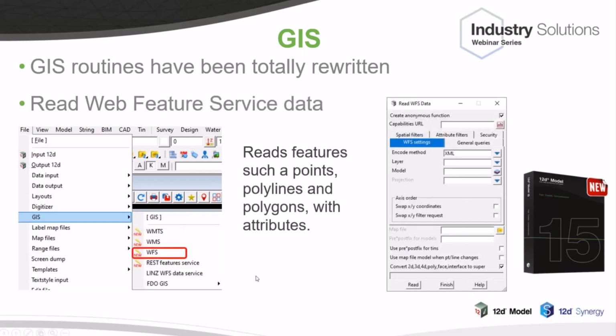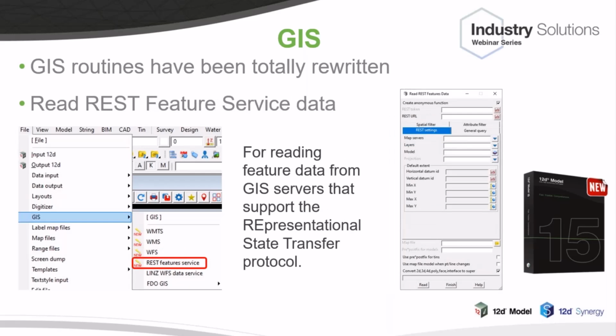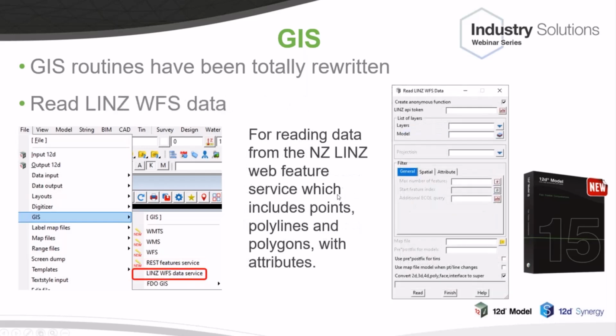You then have things for reading in what we call feature services, and that brings in points, polylines, and polygons with attributes. There's another thing called a REST, which is the Representational State Transfer Protocol. If the system supports that protocol, it's going to become very, very standardized now. And again, that's another way of bringing in your feature service data. And we have written one especially for LINZ, because there's a whole lot of special things with their service. And if we find other ones that need special things, we'll start adding them in.